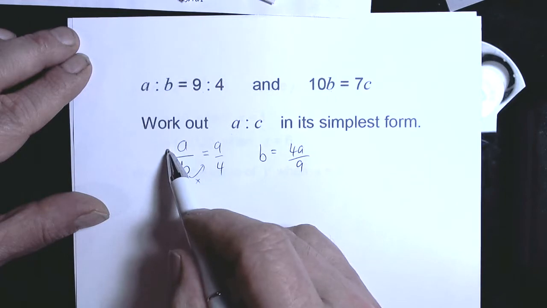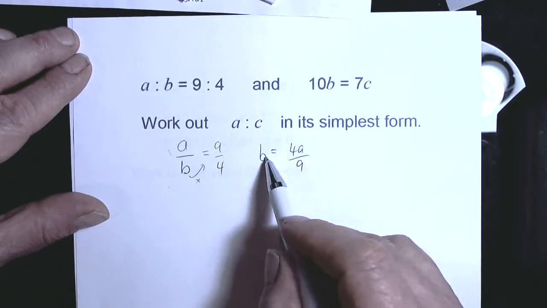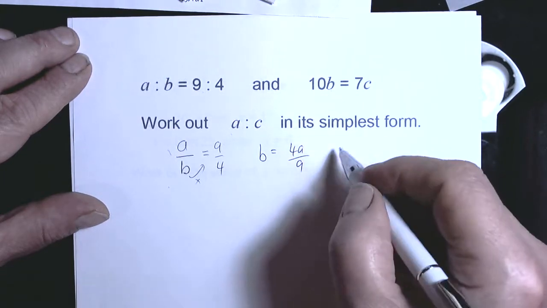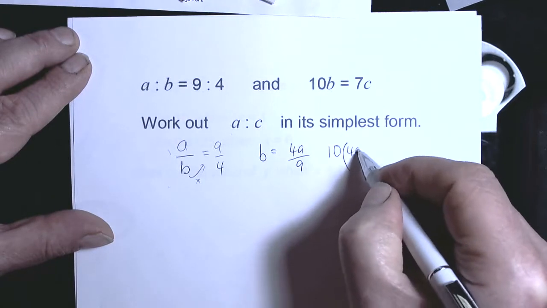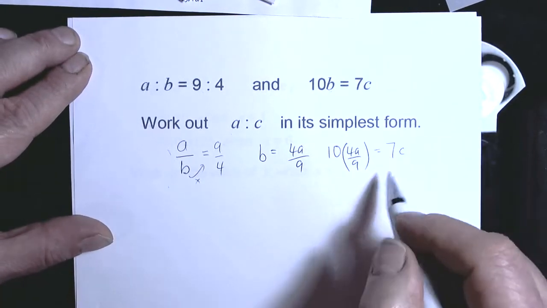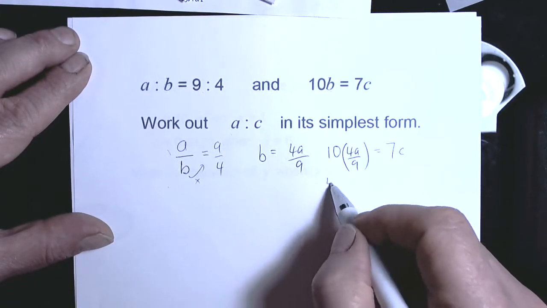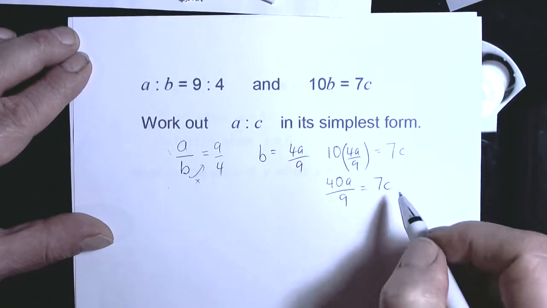Okay, 4 comes across by timesing, the 9 comes across by dividing, and the B goes across by timesing. So we ended up with that. So then that means in here we can replace the B. So this is now saying we've got 10 lots of 4A over 9, and that's the same as 7 C's, and then we can multiply this out, so we end up with 40A's over 9 is equal to 7C.